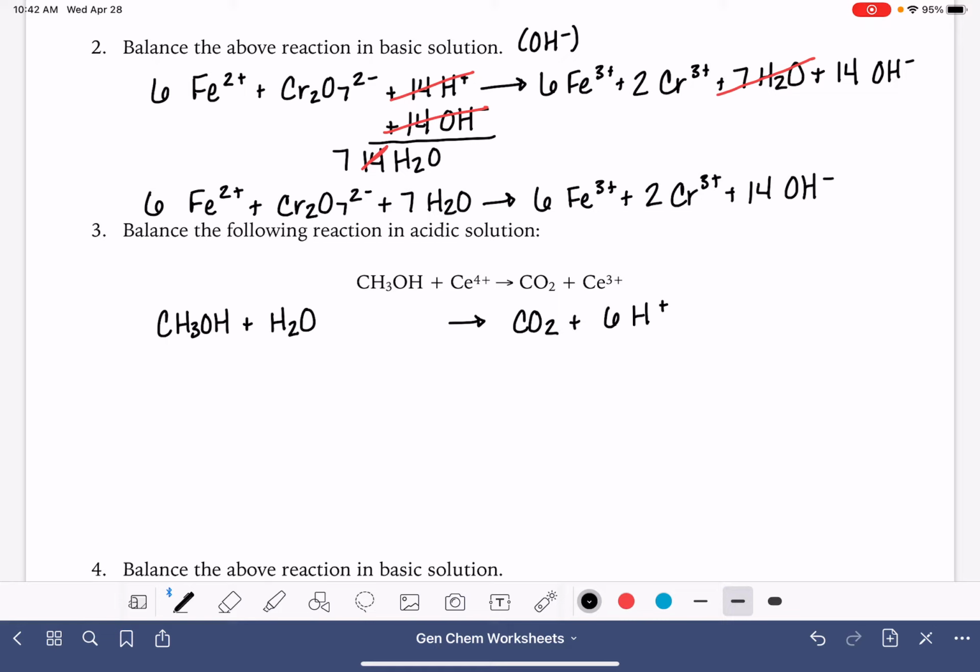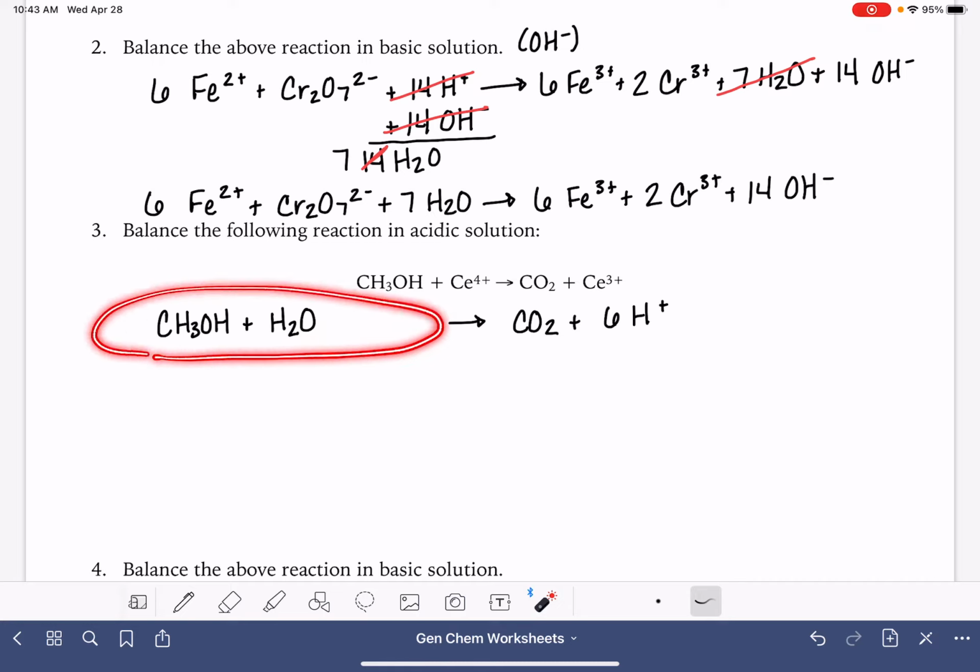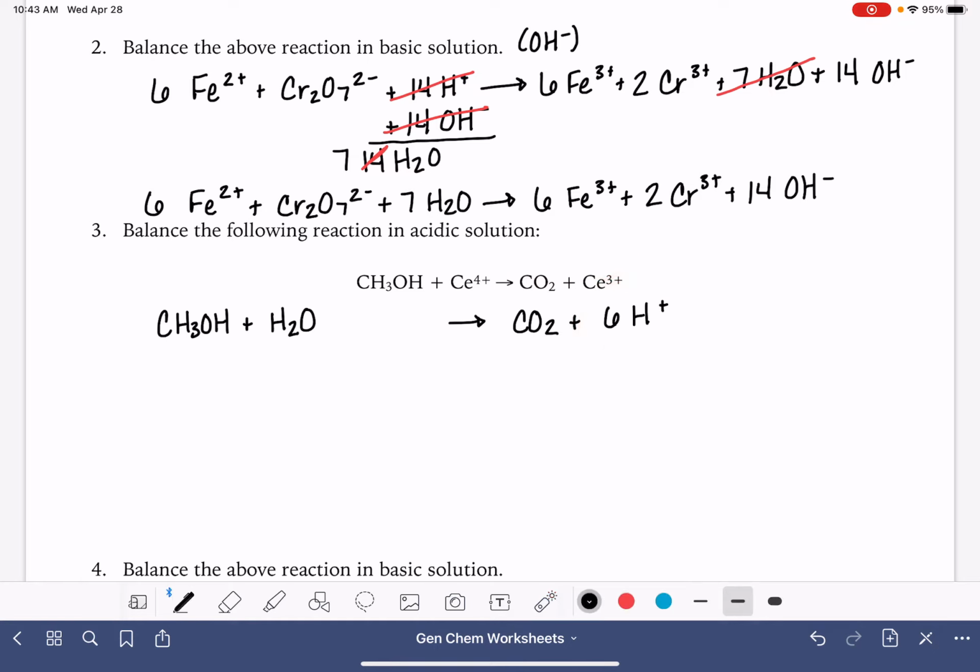And our last step is to add electrons to balance the charges. The left-hand side of this equation has an overall charge of 0. The right-hand side has an overall charge of +6. Find the higher charged side, add electrons to that side to bring its charge down so that the left side and the right side have the same charge.